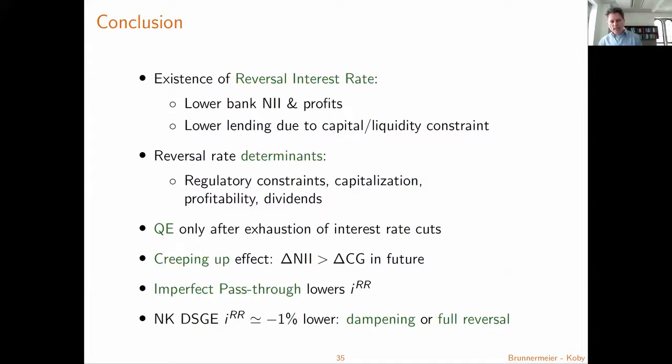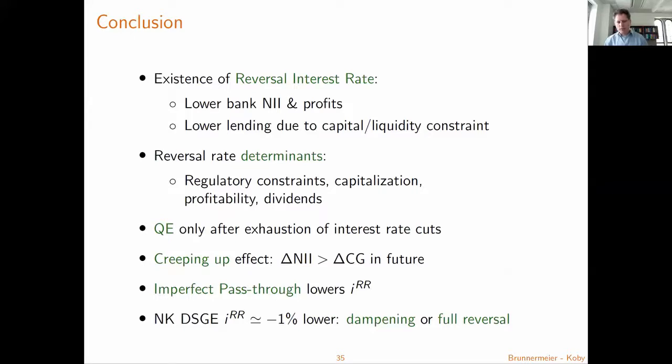So you have to consider this in harmony with each other. Dividend policies matter. If the banks are not well capitalized, you cannot move down so much. If the banks are less profitable, you cannot move down so much. In terms of sequencing between QE and interest rate policy, you want to exhaust all the interest rate policy before you move to QE, because QE essentially takes long-dated assets out of the banks' balance sheets and makes interest rate cuts less powerful.